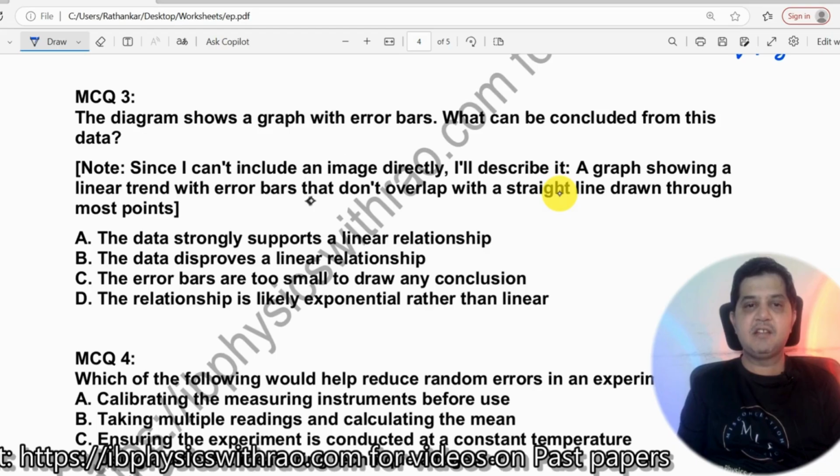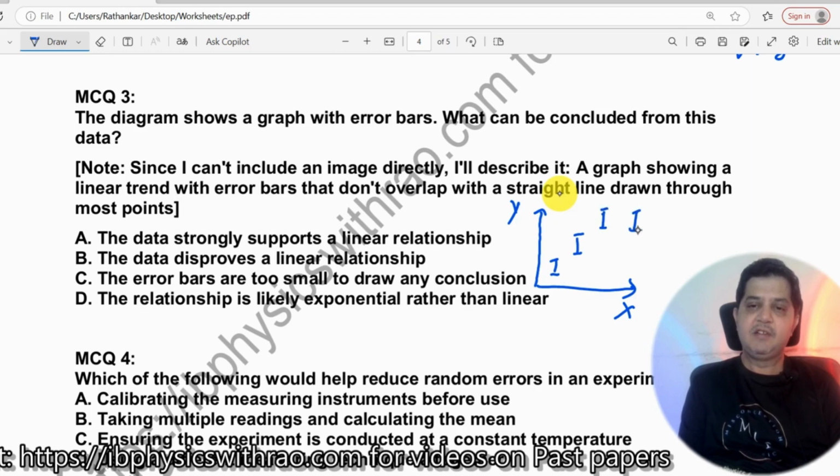Since I can't include a direct image, I describe it. I have written some notes over here because I was not able to put the image. The graph looks like this: a graph showing a linear trend. You get a graph of y versus x, and you get one point here, one point here, one point here, and so on. When I drew this graph, it was either going like this, or if I consider these points, you would have got a graph like this.